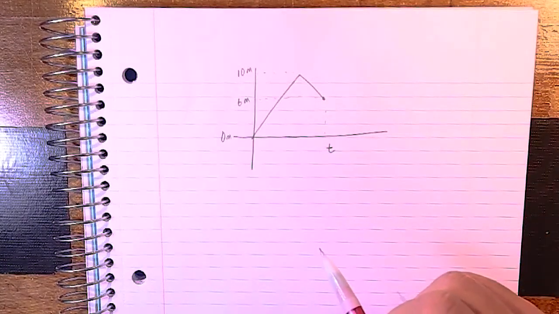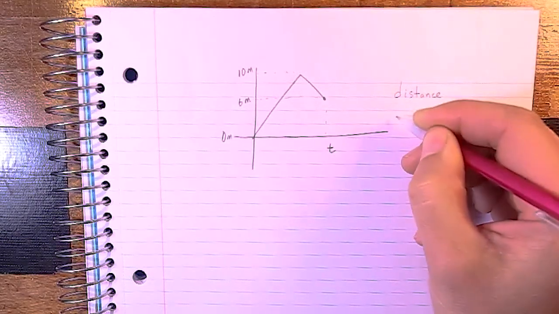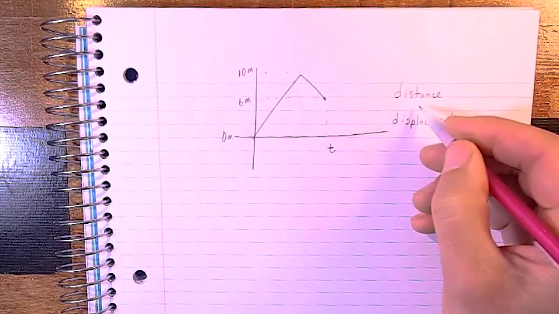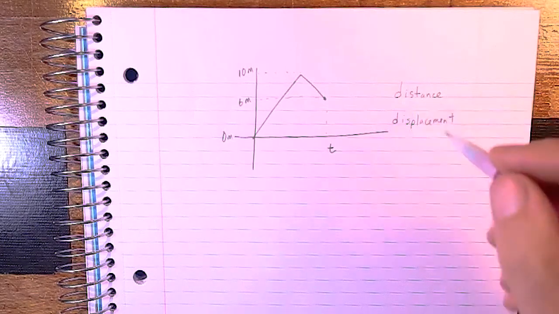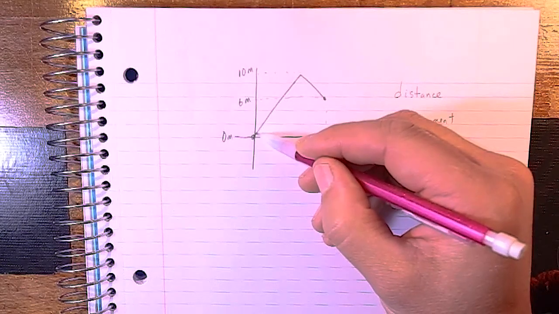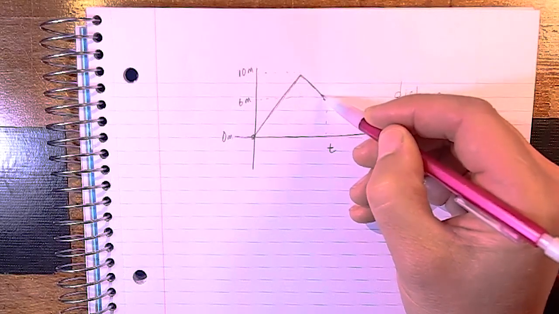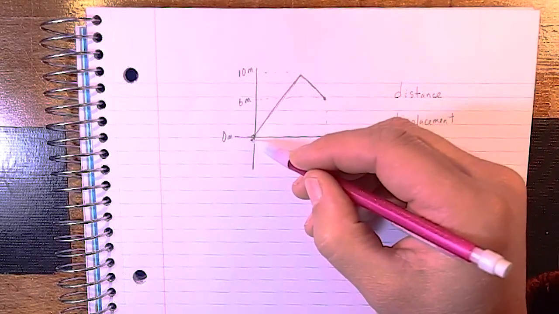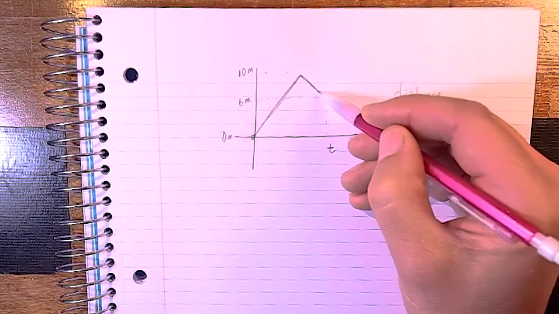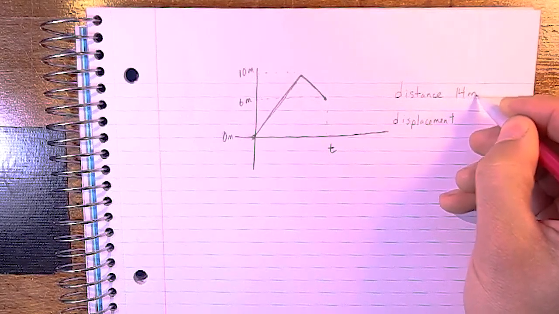One last item that we have to be careful of: the difference between distance on a graph and displacement. Remember that distance is defined as the total path traveled. So in this case, the object moved, let's say a person walking, they walked 10 meters and they turned around and walked back to the 6-meter mark. So how far did they go? They traveled 10 meters forward, and then they moved 4 meters back. Their total path in that case would be 14 meters.